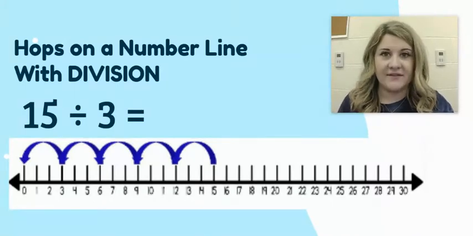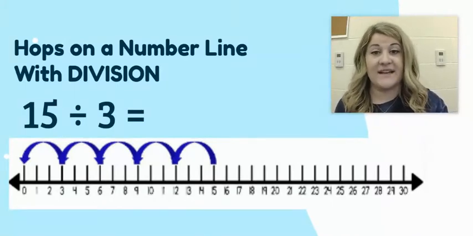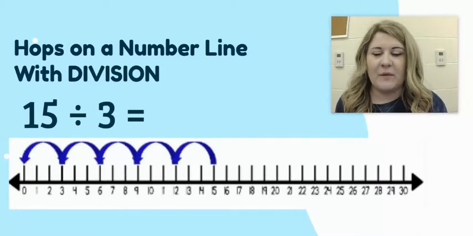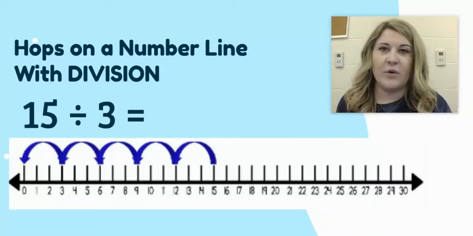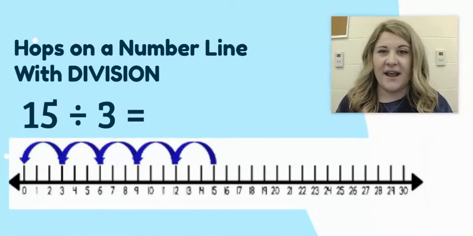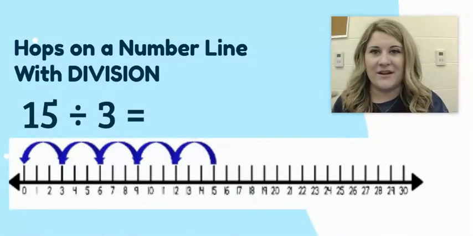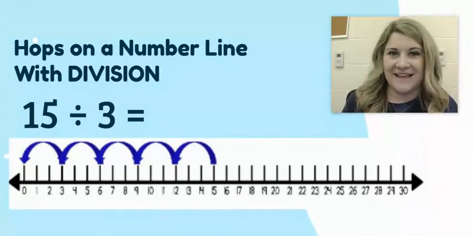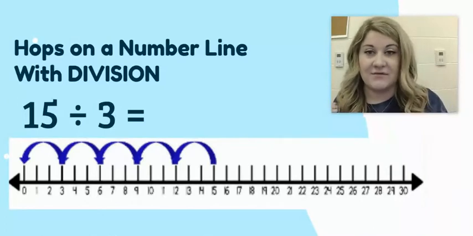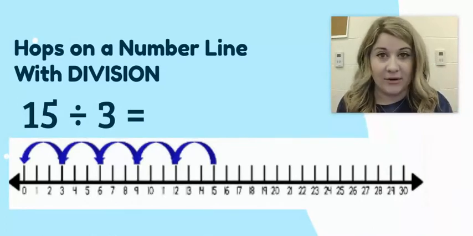So here we're starting at 15, we're hopping back by 3 until we get to 0. And you might be wondering, well, is the answer 0? Is it 15? What is the answer? The answer is the number of hops. Just like with repeated subtraction, how many times did it take for us to subtract to get there? With hops on the number line, how many hops did it take us to get to 0? So it's the exact same thing as repeated subtraction, except on a number line, okay?